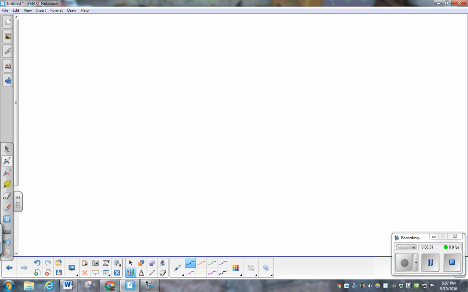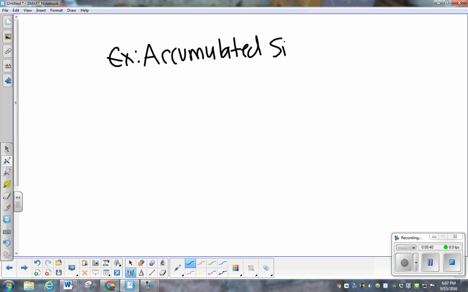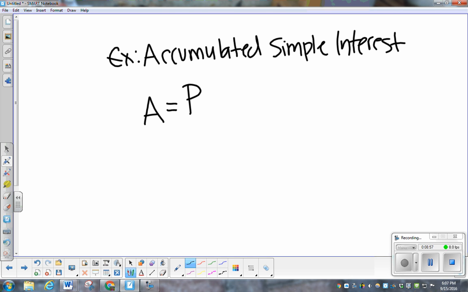It has to do with interest, and it's accumulated interest. This is called accumulated simple interest. So there's a formula that will tell you how much money you have, say, in the bank or something, if it's gaining interest. Here's the formula. A equals P plus PRT.